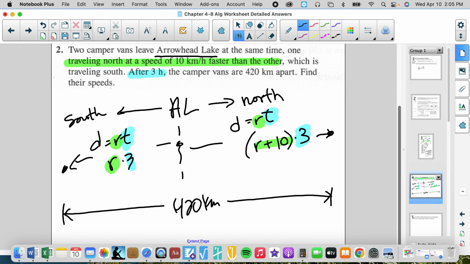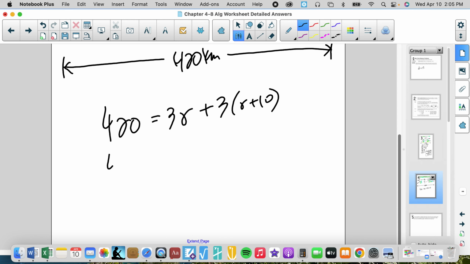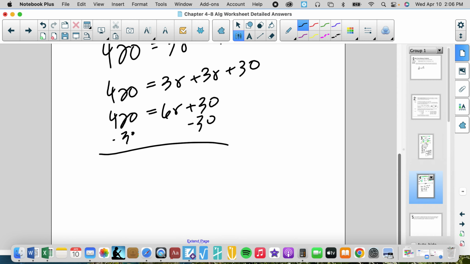So let's add the 2 distances. Let's do 420 equals the distance going south, which is 3R, plus the distance going north, which is 3 times the quantity R plus 10. 420 equals 3R plus 3R plus 30. 420 equals 6R plus 30. Let's subtract the 30. You get 390 equals 6R. Divide by 6, divide by 6.